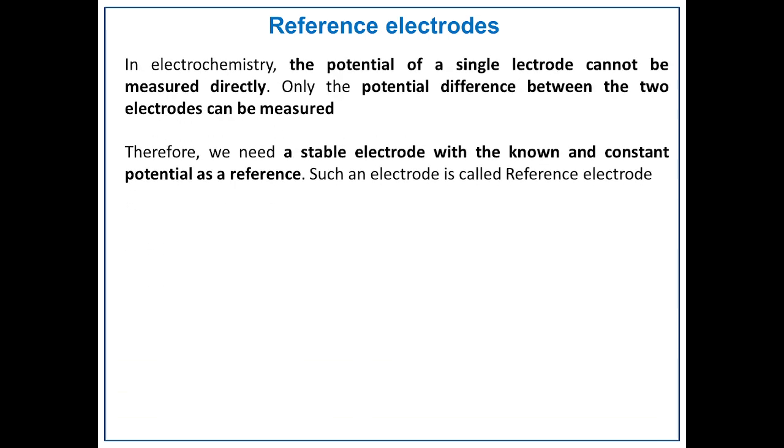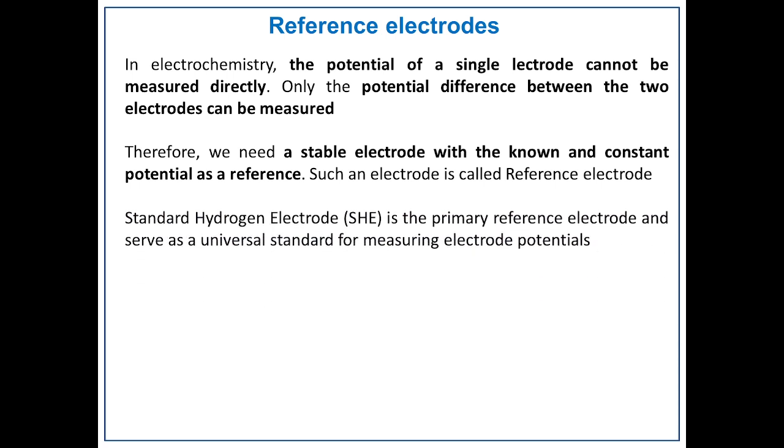In electrochemistry, the potential of a single electrode cannot be measured directly. Only the potential difference between the two electrodes can be measured. Therefore, we need a stable electrode with a known and constant potential as a reference. Such an electrode is called a reference electrode. Generally, the standard hydrogen electrode is the primary reference electrode and serves as the universal standard for measuring electrode potential.